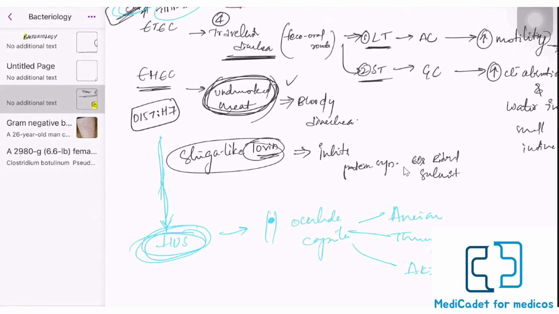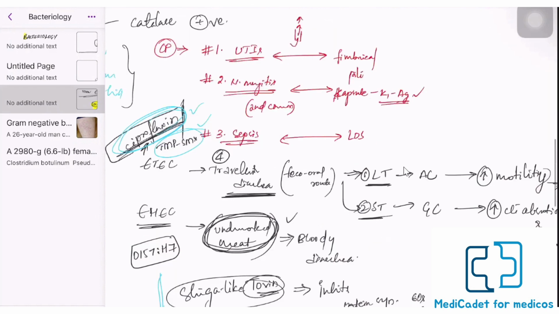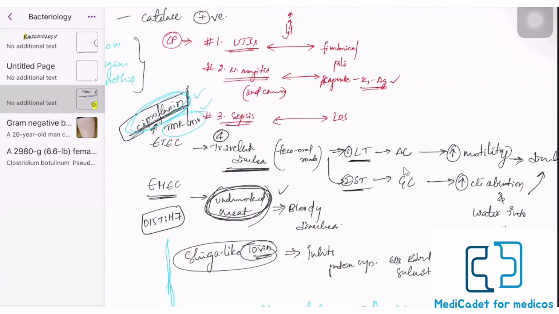So E. coli can cause capsule-related disease. It can cause sepsis where the virulence factor would be oligosaccharide. It can cause traveler's diarrhea, where the virulence factors would be the labile toxin and the stable toxin. It can cause bloody diarrhea as well, where the virulence factor would be Shiga-like toxin.